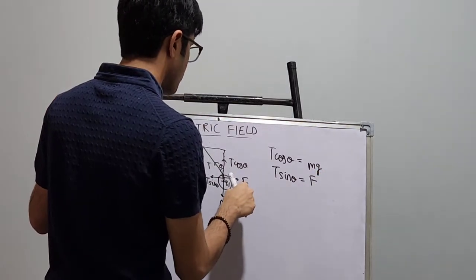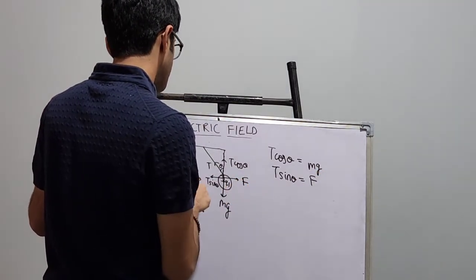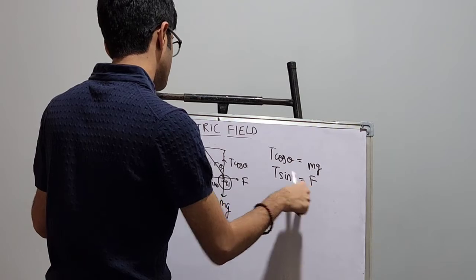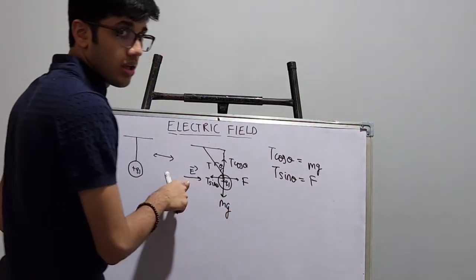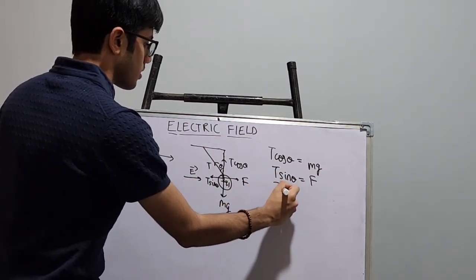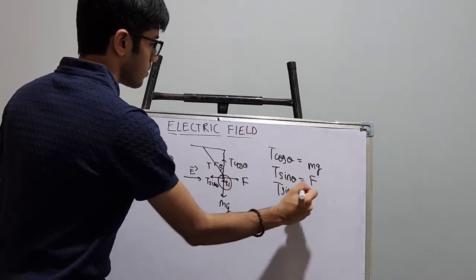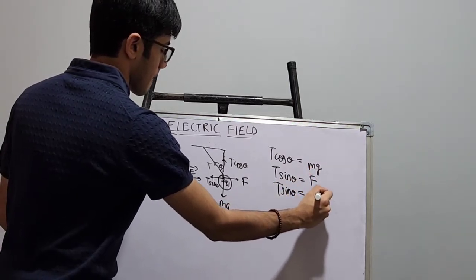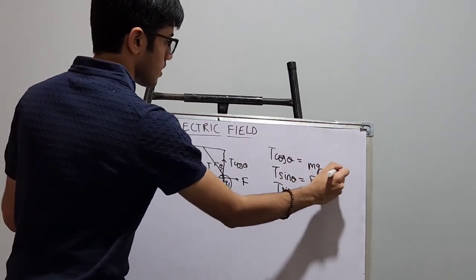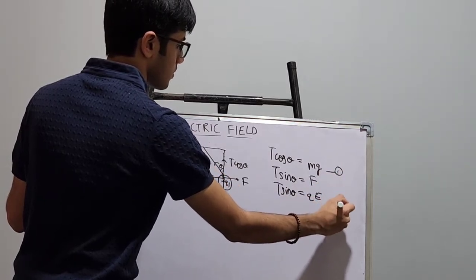We need to now put F in terms of E. We cannot put k Q1 Q2 by r square, because here electric field is given and not a point charge. So T sin theta is equal to, F is actually QE. So this is our first equation and this is our second equation.